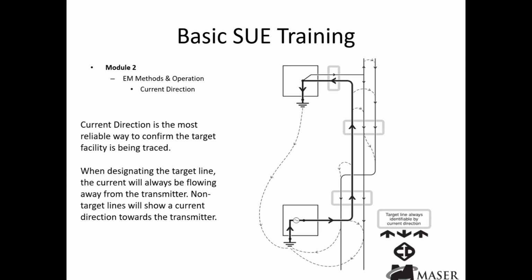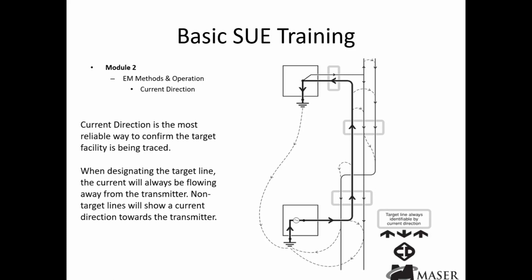So by diagnosing the current direction, you'll be able to tell that you're on your target facility, because again, the current always flows away from the transmitter itself. And if it bleeds over onto another facility, that current direction will change. It will be opposite of the flow that you're supposed to be tracing. All of our instruments have the current direction mode on there, which allows us to see that we are tracing the current in the proper direction, away from the transmitter location.